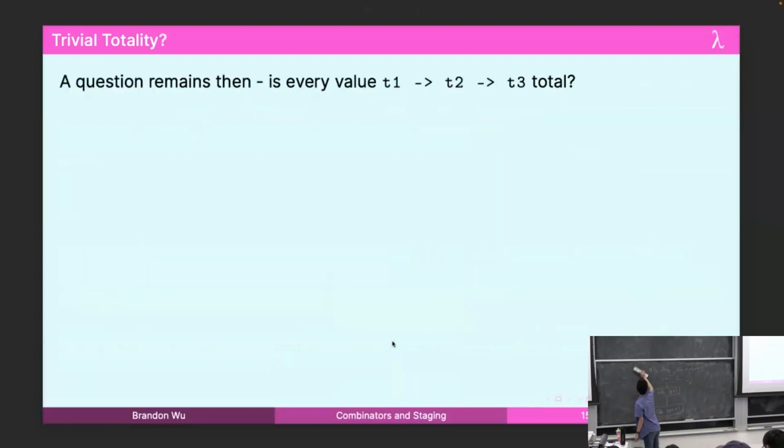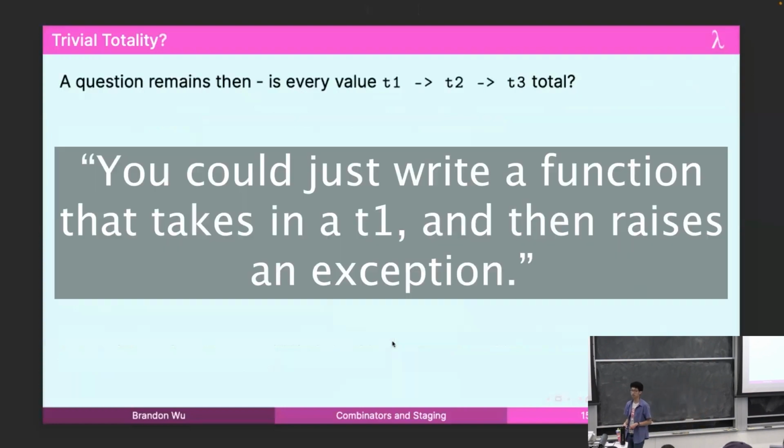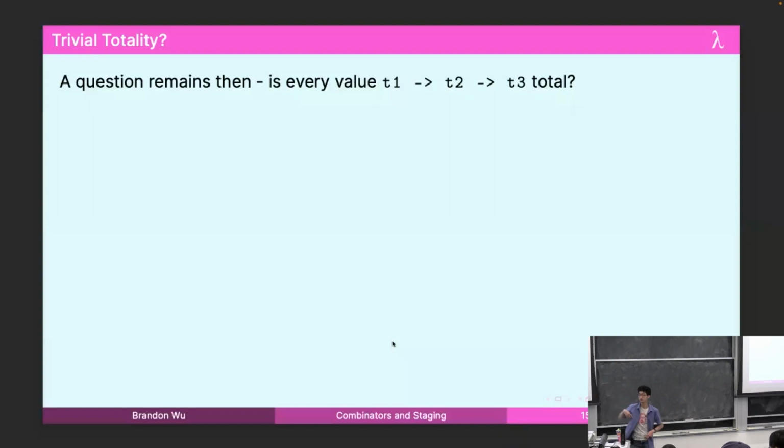Cool. But here's another question for you. Is any expression of type T1 to T2 to T3, where it's right associative, so there's parens around this thing, total? Is it true that every such thing is total, rather? What do you think? Yep, I like that. I get what you're saying. Let's see it.